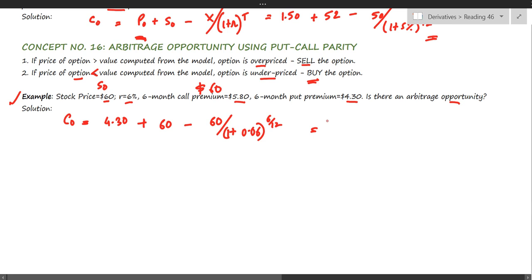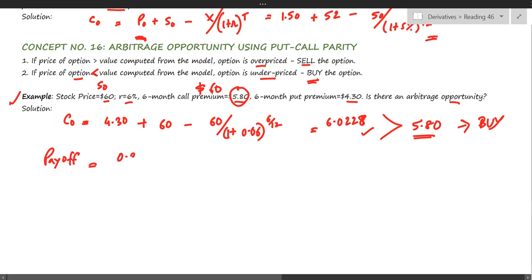And this gives us a value of 6.0228. So this is the value of the call option as per our model. In the market, the call option is currently trading at 5.80. So this means that the call option is currently trading at a lower price, right? So the call option is cheaper in the market and hence the decision will be to buy this call option. So the arbitrage payoff will be 0.22.